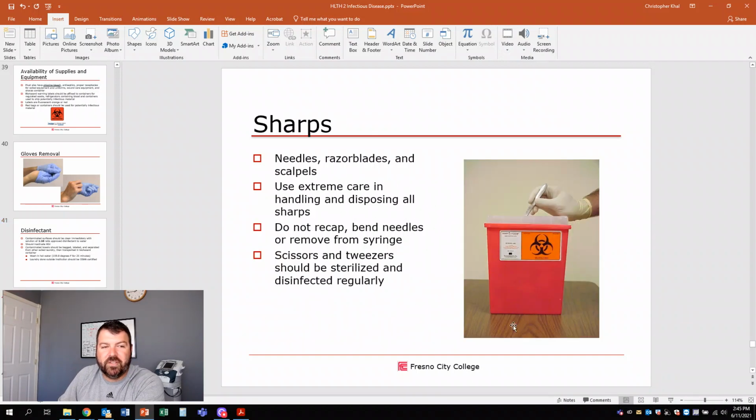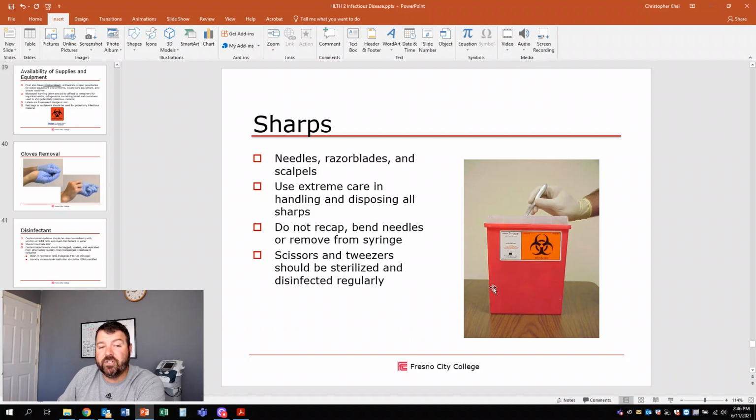All right, sharps. I mentioned this earlier. This is a sharps container. It's hard plastic, and they're almost all red. Needles, razor blades, and scalpels all go in here. It's a one-way entrance, so once you put it in, you can't get it out. Extreme care should be used when handling any kind of sharps items. Do not recap, bend needles, or remove them from syringes. The whole thing goes in there.